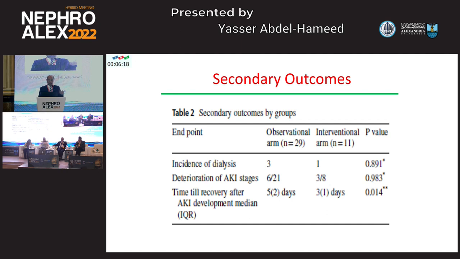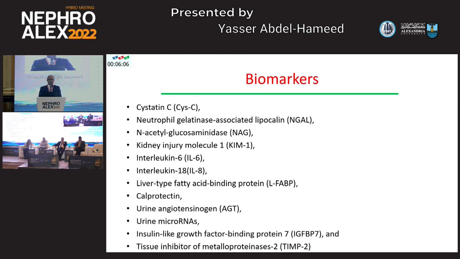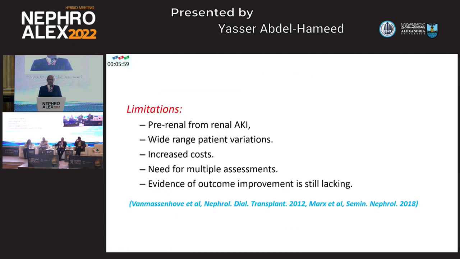And all secondary causes and incidence of dialysis, deterioration of AKI stages were lower non-significantly, while time till recovery was significantly lower. Coming to biomarkers, NephroCheck: many biomarkers are present now with variable results and variable significance, specificity, and sensitivity, and they have many limitations. Differentiating pre-renal from renal, wide range of patient variation, increased cost, need for multiple assessments or a combination of multiple markers, and evidence of outcome improvement, of course, is still lacking.